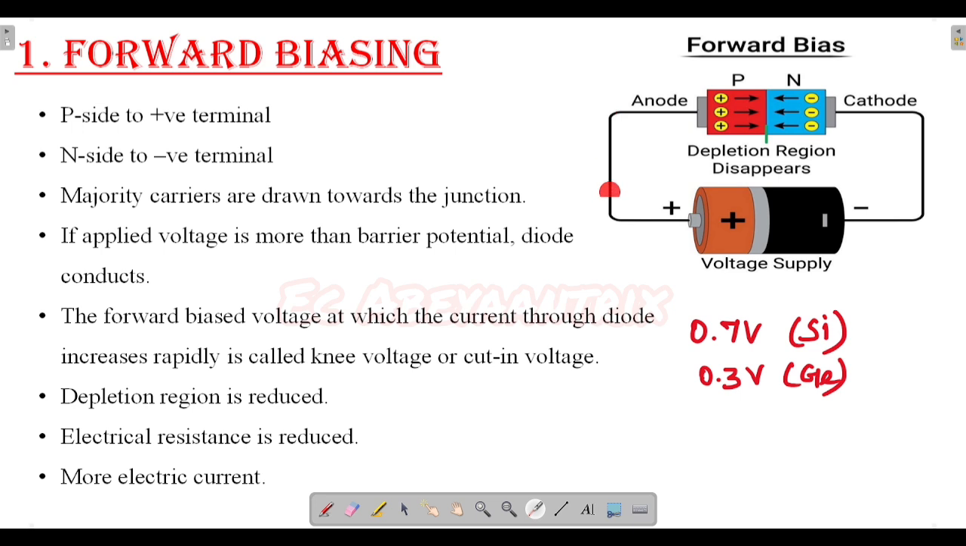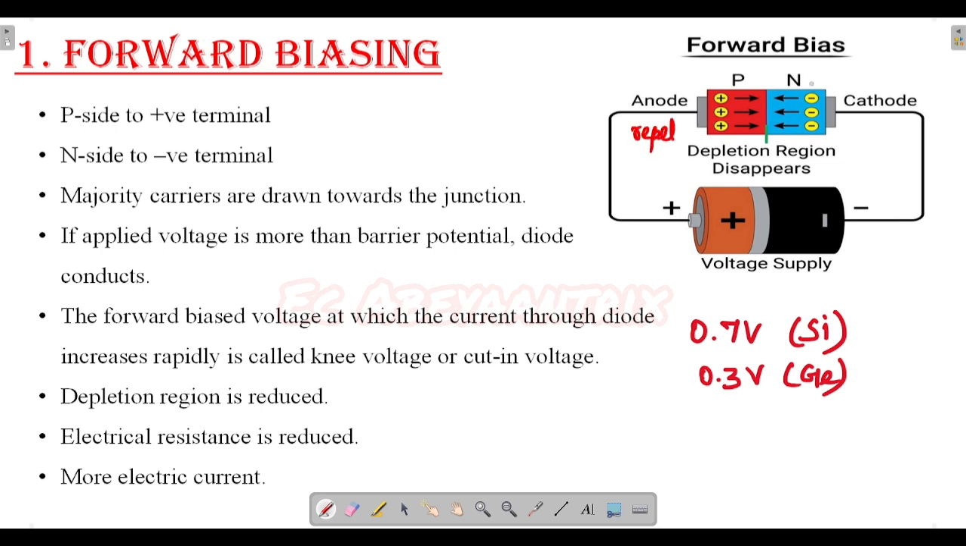Now the anode is connected to the positive terminal of the battery and the cathode is connected to the negative terminal of the battery. These are the first two points: the P side is connected to the positive terminal and the N side is connected to the negative terminal. Now in the P side, the holes are the majority charge carriers, as I said earlier. Those holes are connected to the positive terminal, so these are like charges. Like charges repel each other.